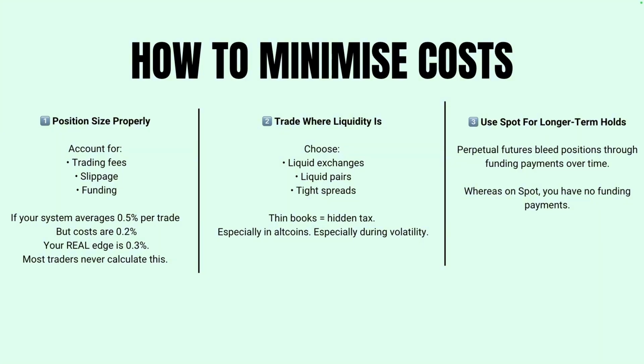Number 3, use spot for longer term holds. Perpetual futures bleed positions through funding payments over time. Whereas on spot, you have no funding payments. Plus, you're not holding a position on an exchange where you have counterparty risk of all your capital, because it's not your keys, not your coins, whenever it's on the exchange. So instead of holding that 2x, 3x long, thinking it's a good idea, understand funding rates, the cost of them, understand the hidden costs of crypto, and counterparty risk.